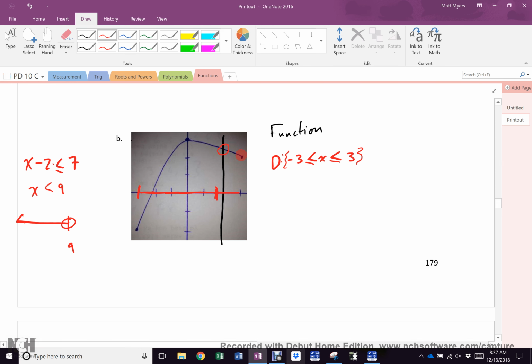This blue line might do this. Then it hits twice, so it's not a function. Because at positive 2, there are 2 outputs. Okay? All right.